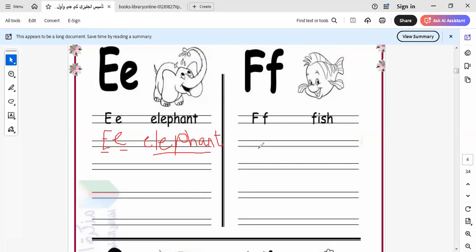I would like you to keep it, write it and send it to me on the channel to see how you write it. If you have any question or want me to repeat another letter and how to write it, I'm ready to do so. Here is capital E and small e, capital F and small f.